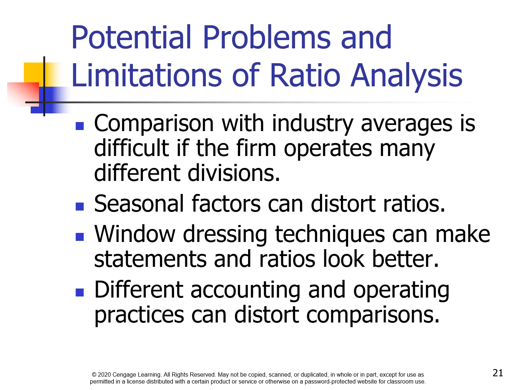Potential problems and limitations of ratio analysis. Comparison with industry average is difficult if the company operates many different divisions. Seasonal factors can distort ratios. Window dressing techniques can make statements and ratios look better. Different accounting and operating practices can distort comparisons.